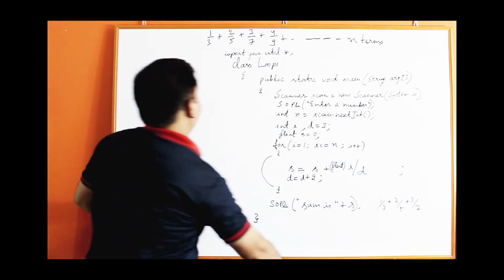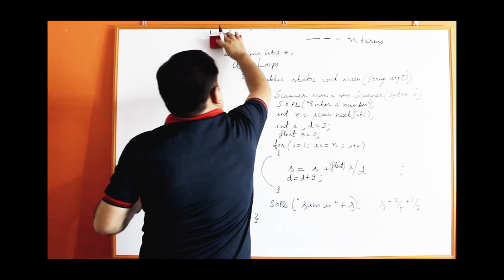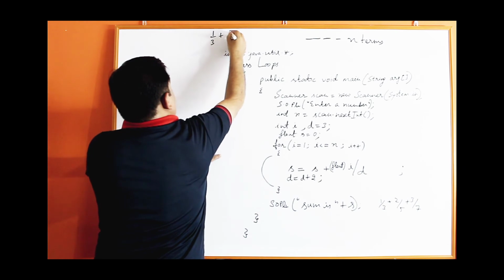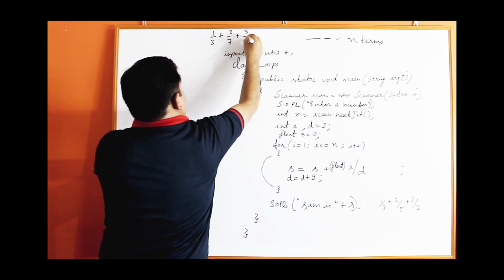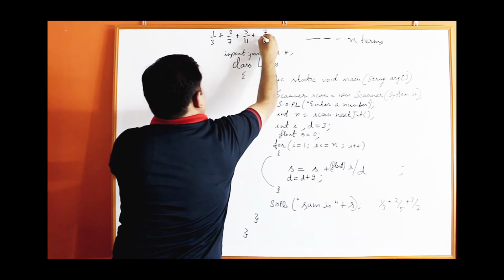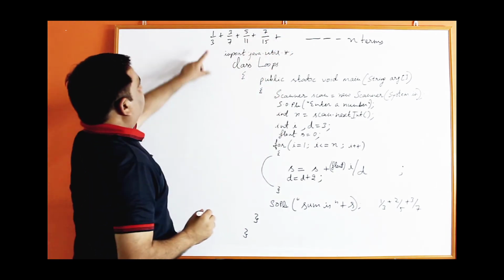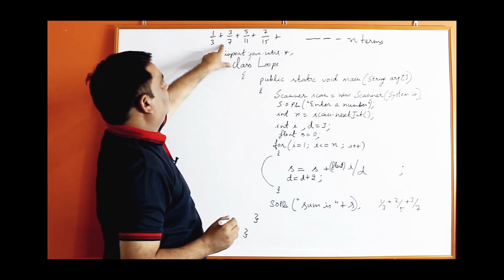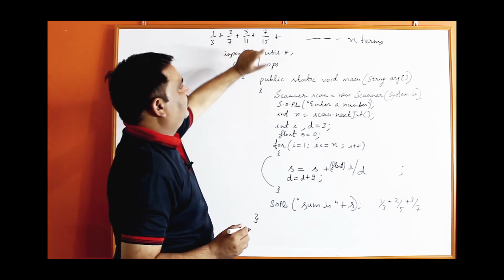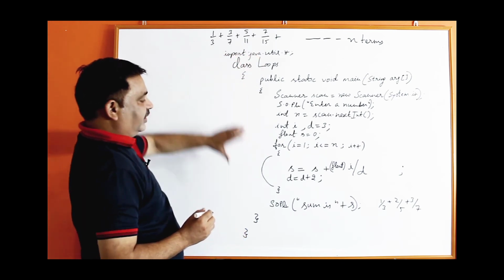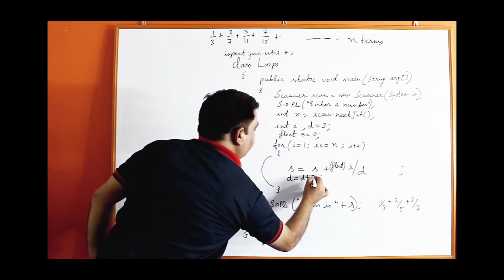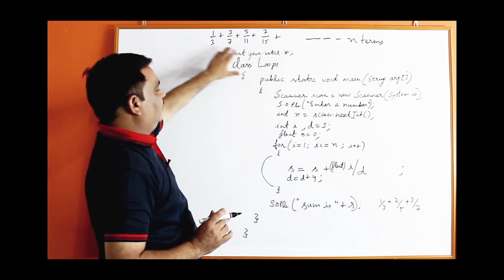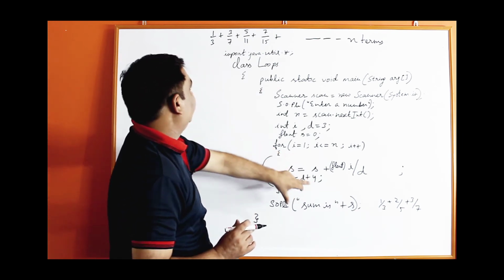Now one more series. 1 upon 3 plus 3 upon 7 plus 5 upon 11 plus 7 upon 15. See here, in the numerator there is a constant difference of 2, but in the denominator a constant difference of 4. 3 plus 4, 7 plus 4, 11 plus 4, 15. So in this case you just write 4. In the denominator you will get a constant difference of 4. First is 3, then plus 4, 7, then 11, then 15.